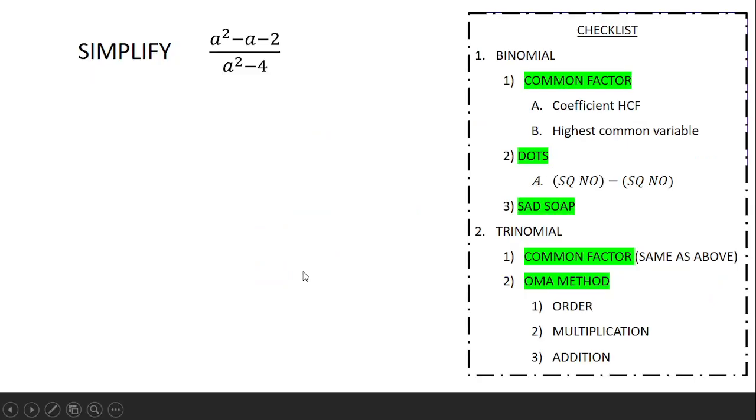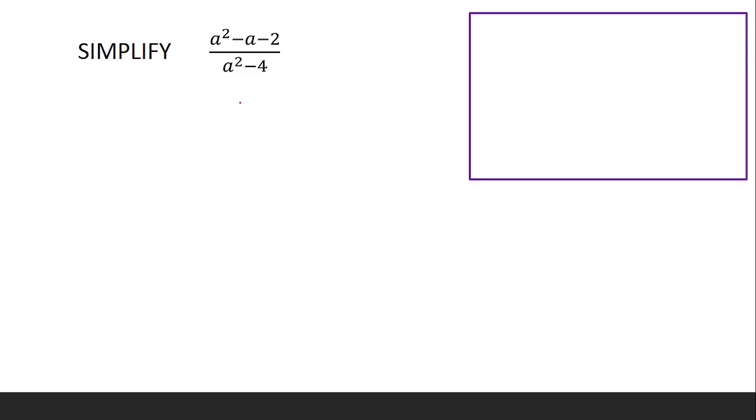Okay, so here's this checklist I was talking about. So you've got your binomials, which is common factor, dots, sad, soap, and your trinomials, common factor, and then the Omar method, where this over here, multiplication and addition, that would be the AC method, depending on what you're working with. Okay, now let's go and simplify this.